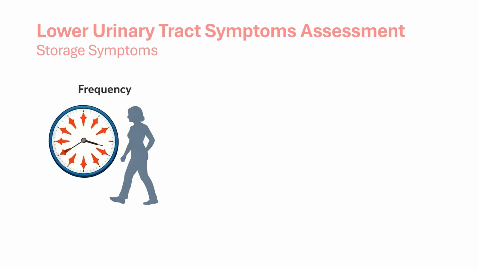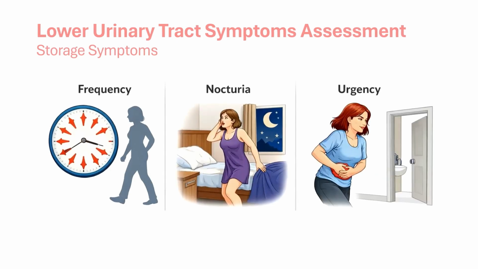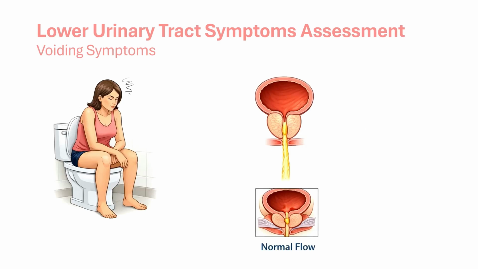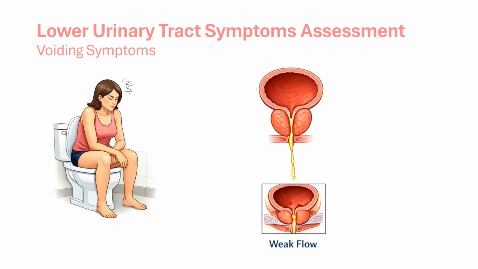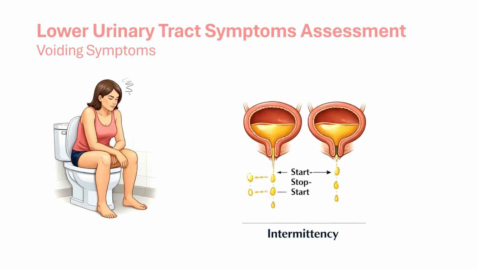Storage symptoms: frequent urination during the day, nocturia, urgency. Voiding symptoms occur during urination. Hesitancy is delay initiating urination. Examples: weak urine flow and intermittent urination.